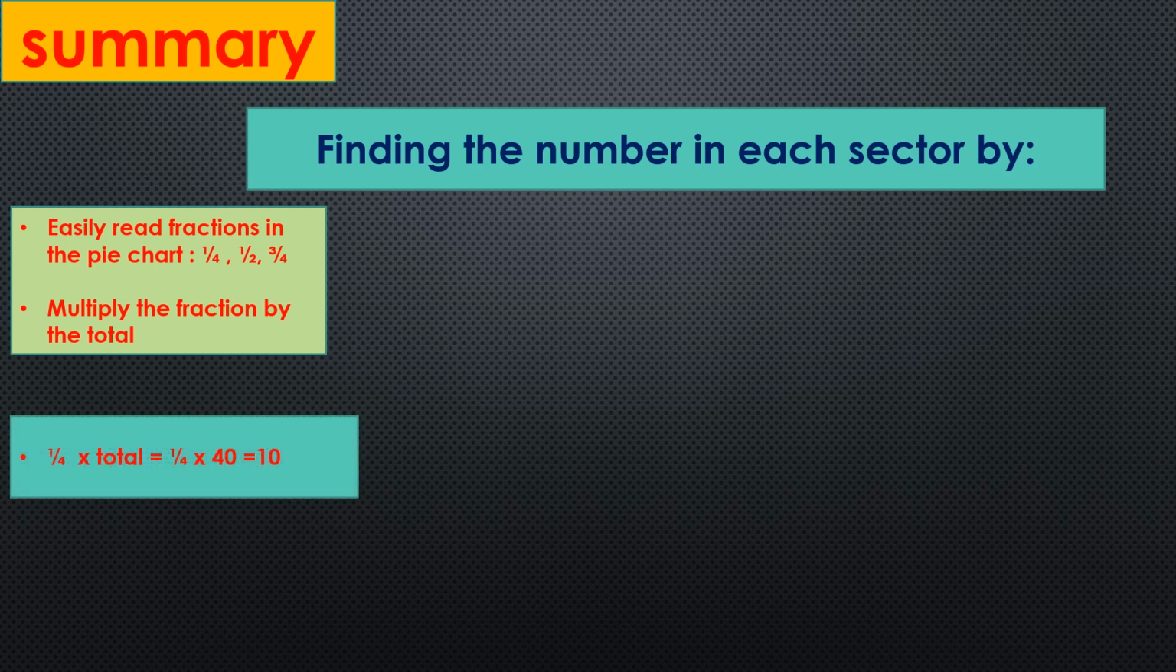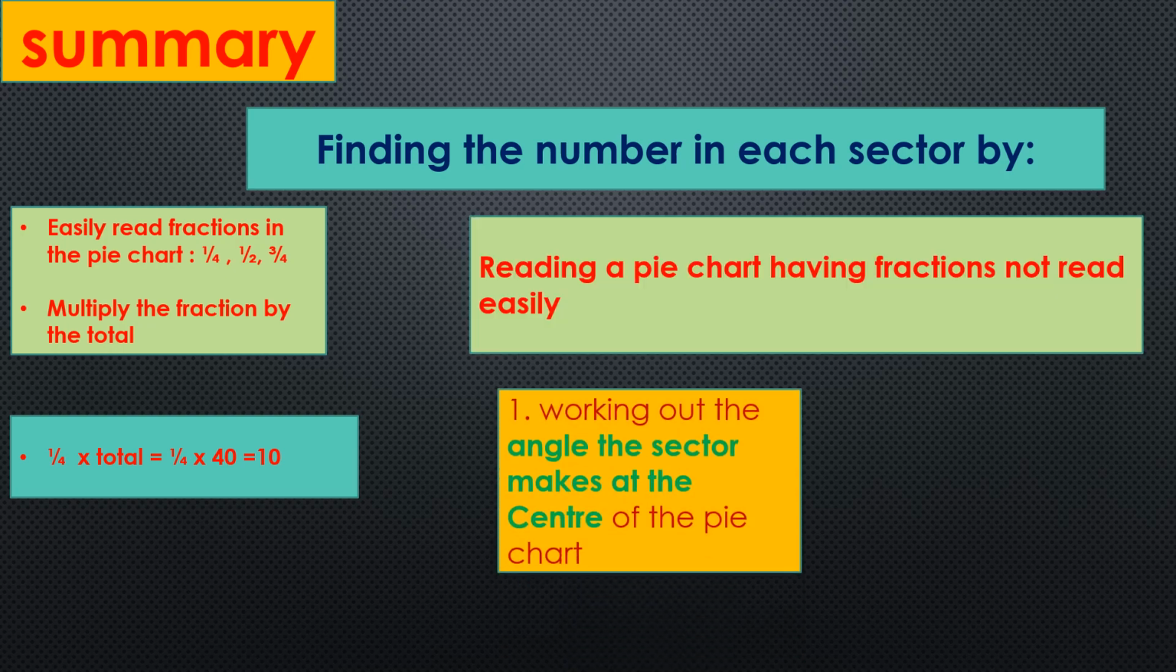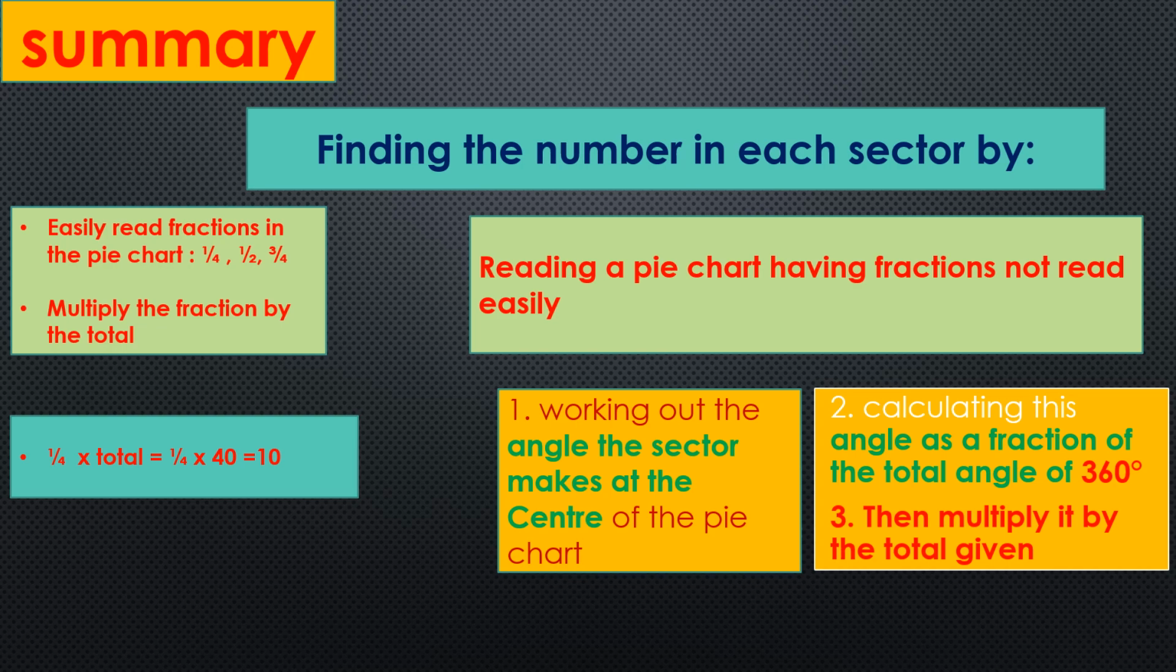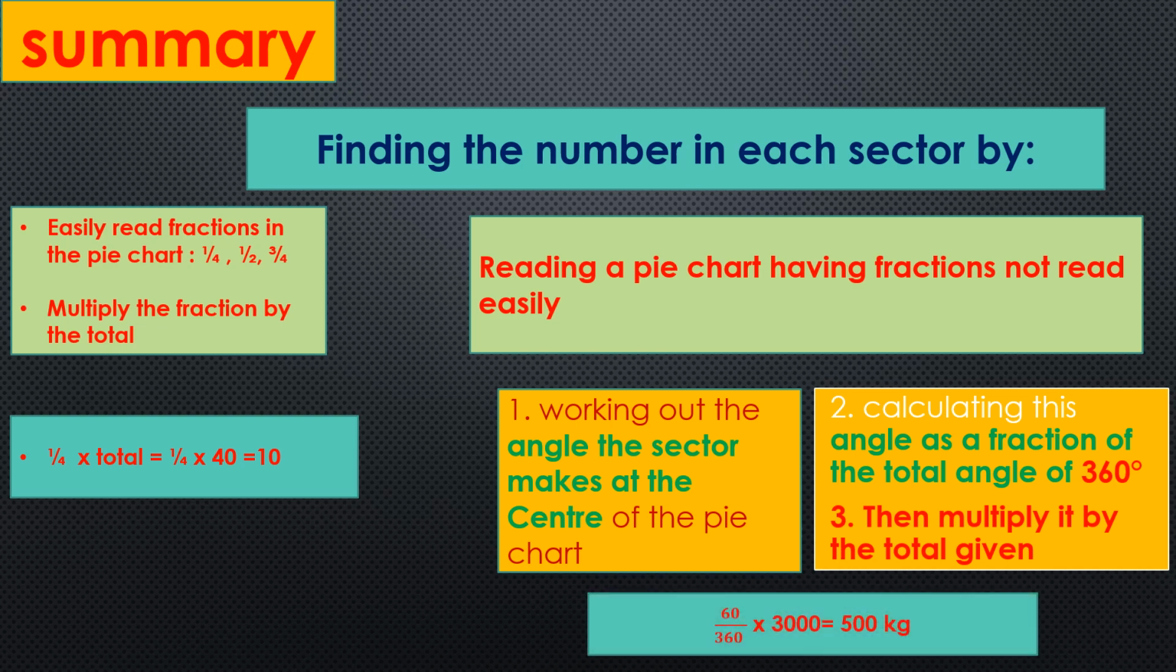Now, if the fractions are not read easily, you have to go and search for your own fraction. To do this, we have to work out the angle the sector makes at the center of the pie chart. And then when you find this angle, you have to find the total angle of 360, which means the angle you found over 360, and then as usual you multiply it by the total given, like this one. So we made our own fraction by using the angles, and then we multiplied it by the total number.